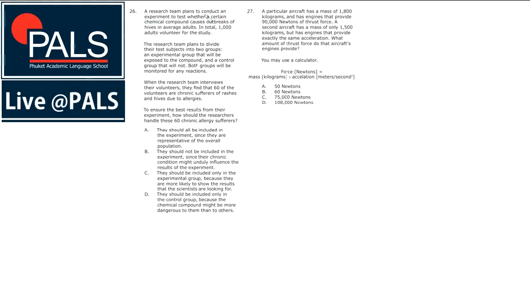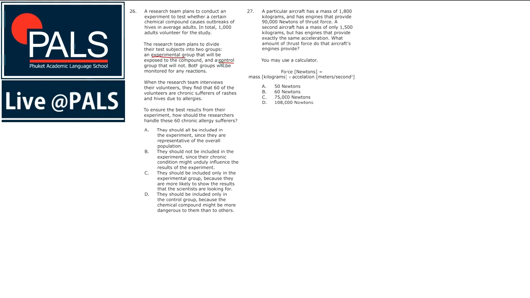A research team plans to conduct an experiment to test whether a certain chemical compound causes outbreaks of hives in average adults. In total, 1,000 adult volunteers volunteered for the study. The research team plans to divide their test subjects into two groups: an experimental group that will be exposed to the compound and a control group that will not. So here we see control group, experimental group.